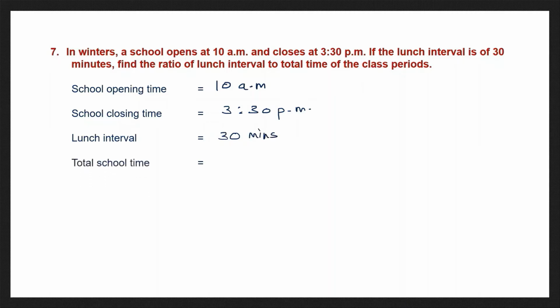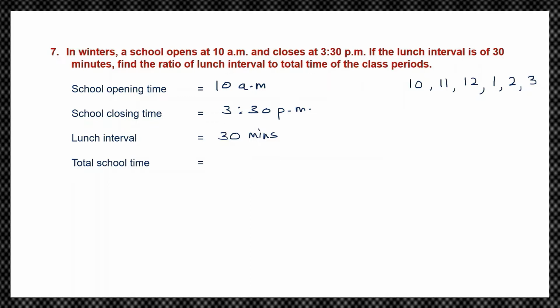Now we need to find the total school time. The total school time starting from 10 a.m. to 3:30 p.m. So let's count and see. From 10, we have 11, then 12 noon, then 1 p.m., 2 p.m., 3 p.m. We'll check till here how many hours we have.